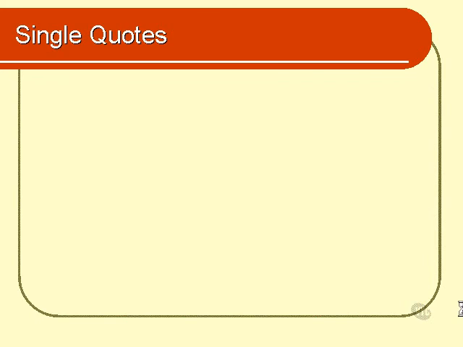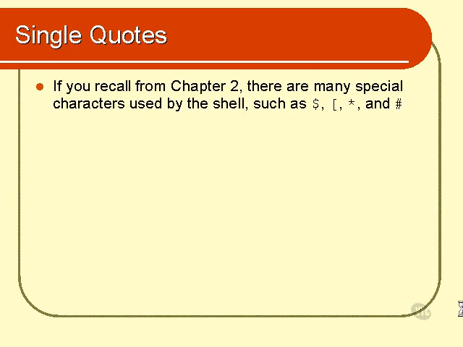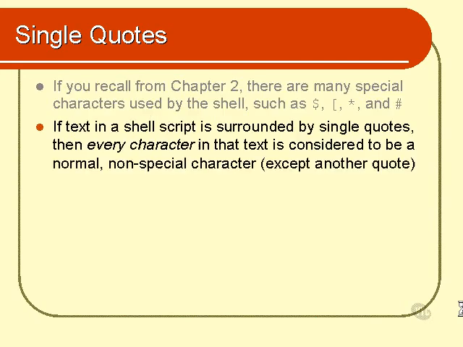Let's proceed. We'll begin with single quotes. Let's see what single quotes are for. Remember that I spoke to you earlier about special characters used by the shell, and there's a bunch of them, such as the $ sign, the brackets, the asterisk, the hash or the pound sign, and also including things like the space character. So here's how that has to do with single quotes. If you take a piece of text from a shell script and surround it by single quotes, then every character between the quotes is now considered to be a normal non-special character. In other words, all the special characters lose their meanings, including spaces.